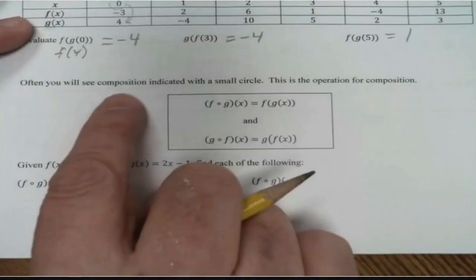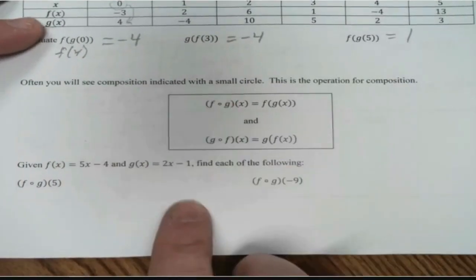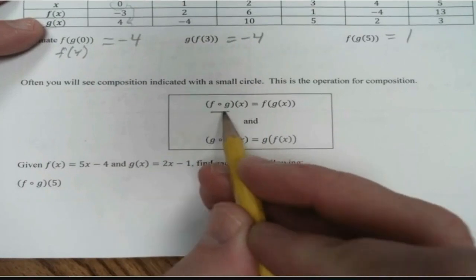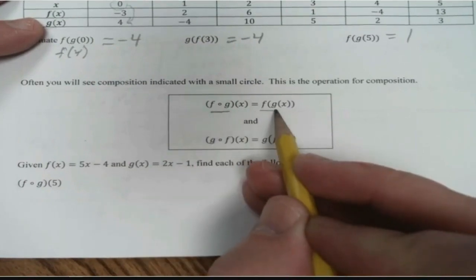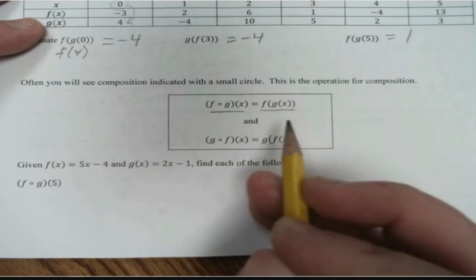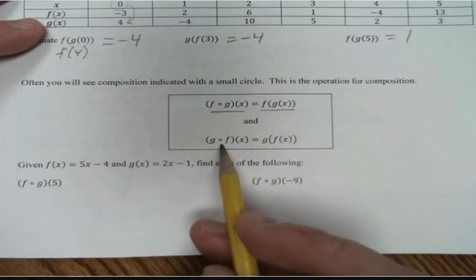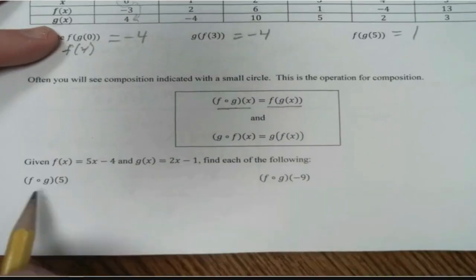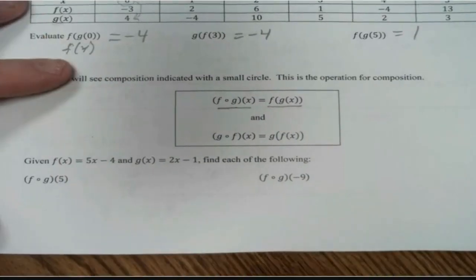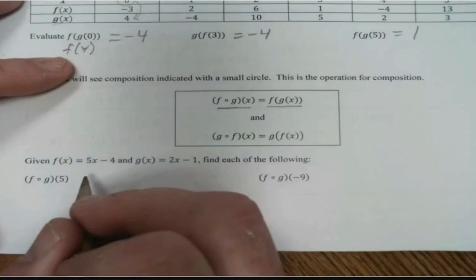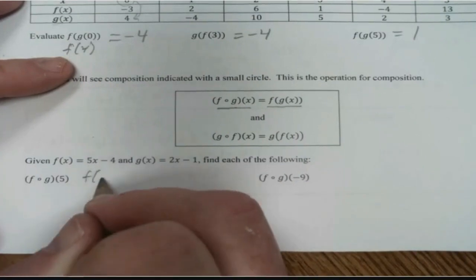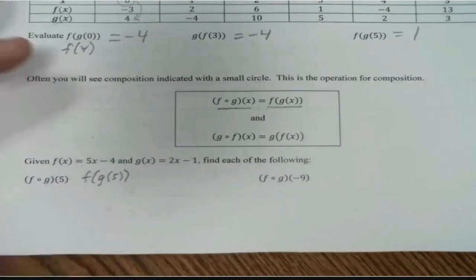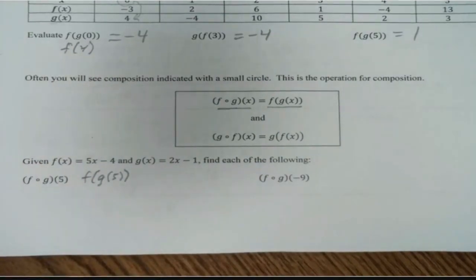So often you'll see that composition indicated with a small circle. Like I said, this is the same thing as that. F of g is the same thing as f of g of x. Right. These are the exact same thing. And g of f is the same thing as the g of f there. Exact same thing. So you'll see this a lot of times instead of the other way. But this is the exact same thing as saying f of g of 5. Don't let that fool you. They write it differently. Exact same thing.